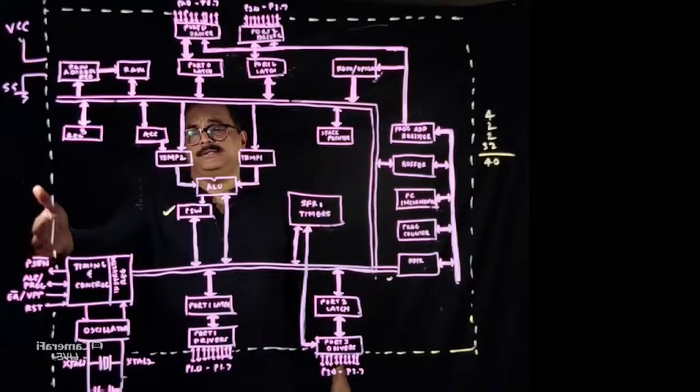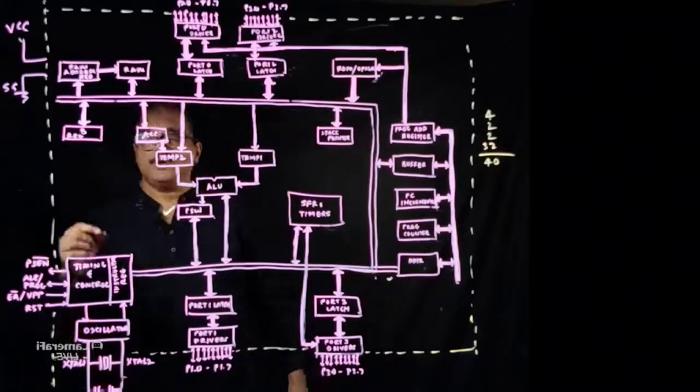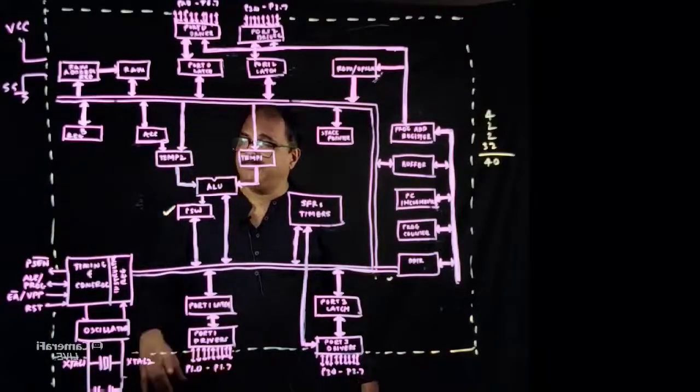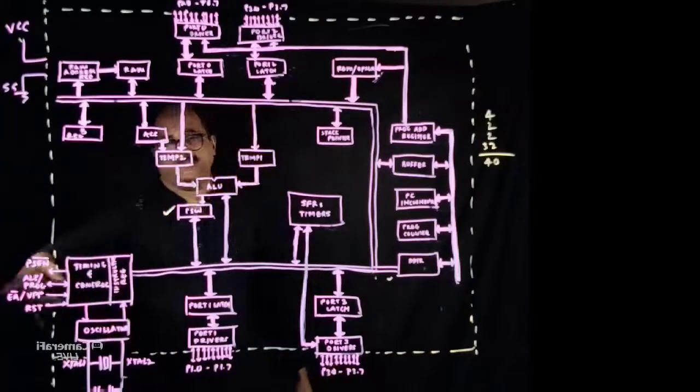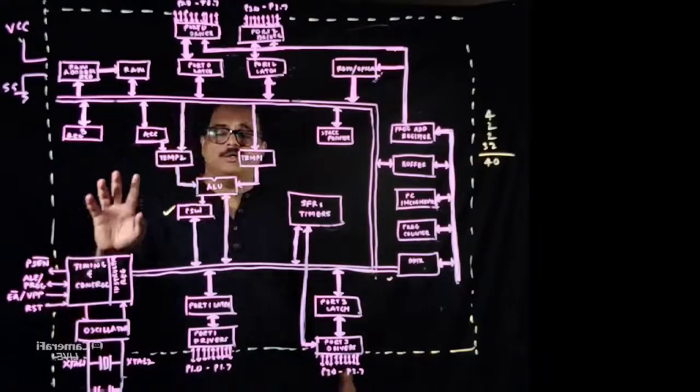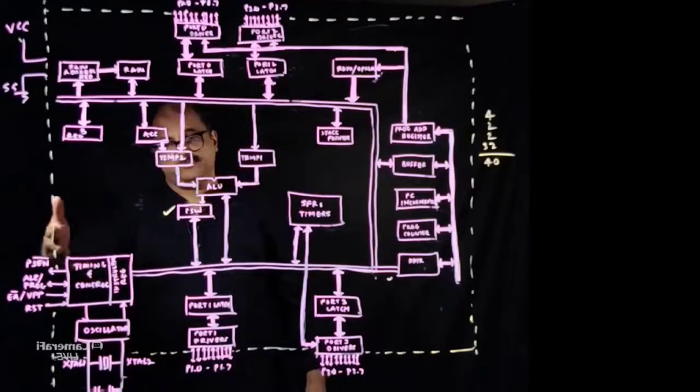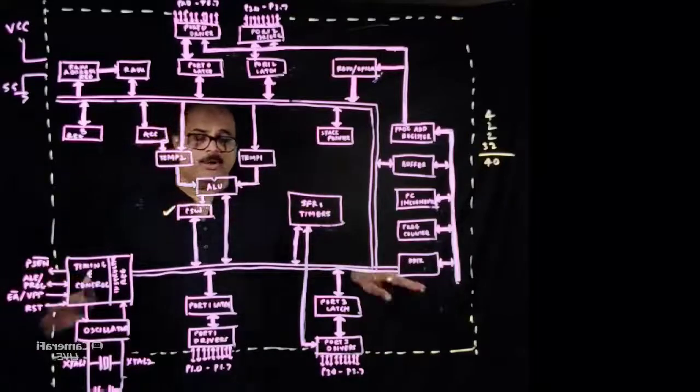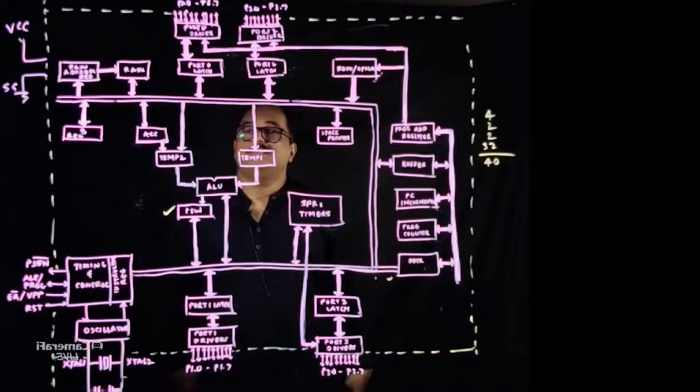The only thing is that these 4 pins you need to remember properly: program store enable, then address latch enable, then external access EA bar and RST reset. These 4 pins you need to remember, and then you remember all 40 pins. So that's it about the pins.